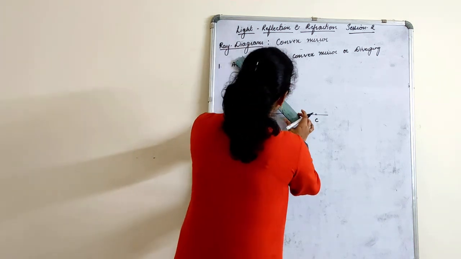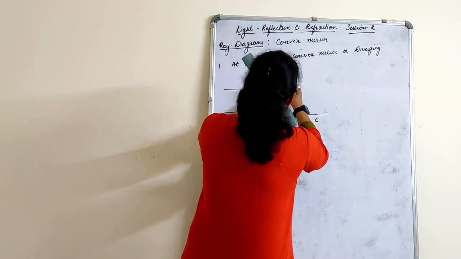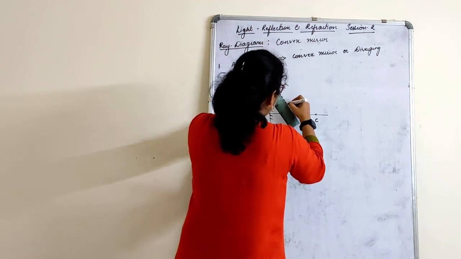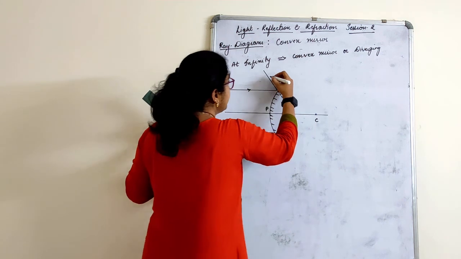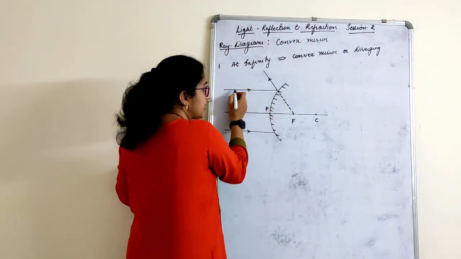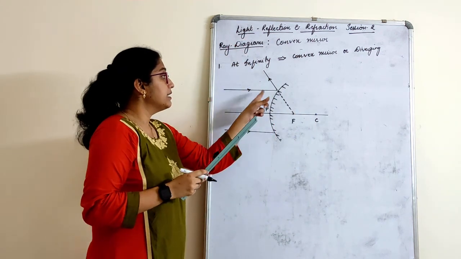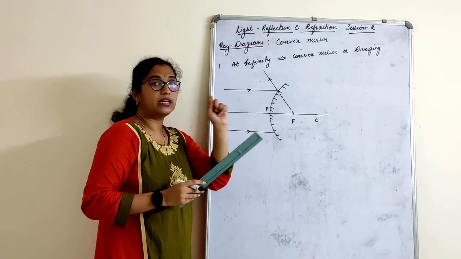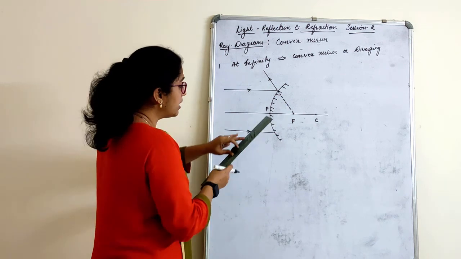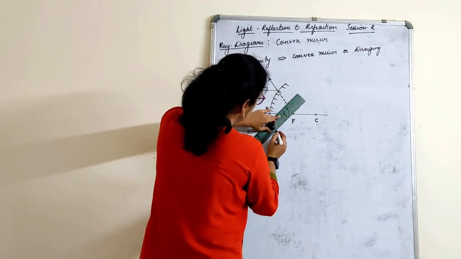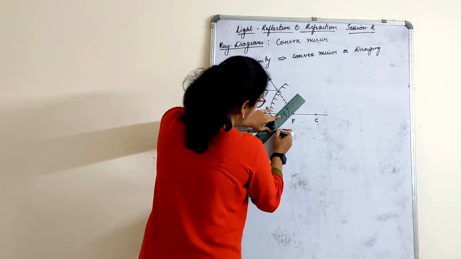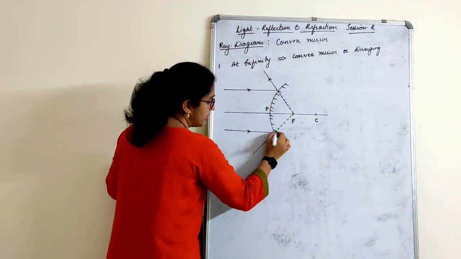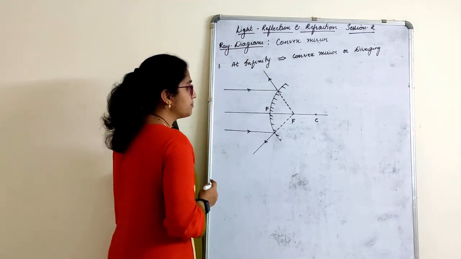They will diverge. Now they will diverge in such a way that if you produce them, producing should always be in the dotted lines. They will diverge. See, they are coming, they are diverging. Diverge in such a way that if these rays are produced backward, they meet at F. Similarly here, they diverge in such a way that if you produce them back, they meet at F. So the rays coming over here, they diverge.